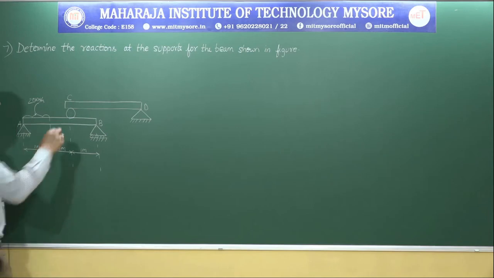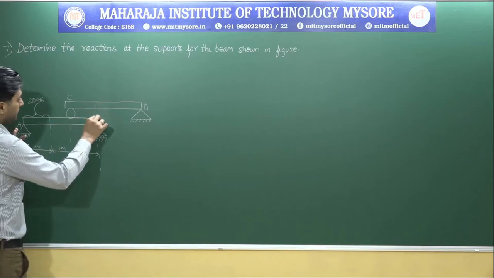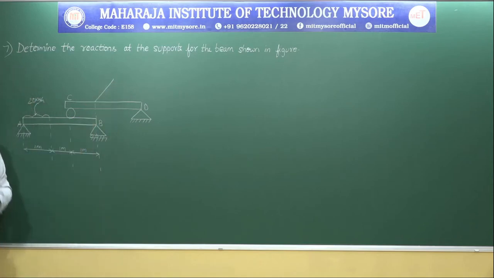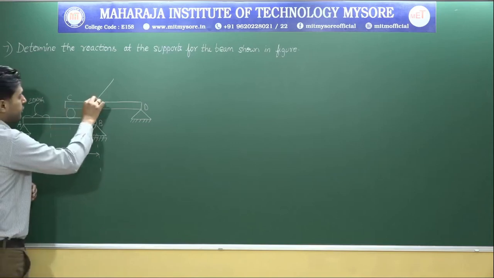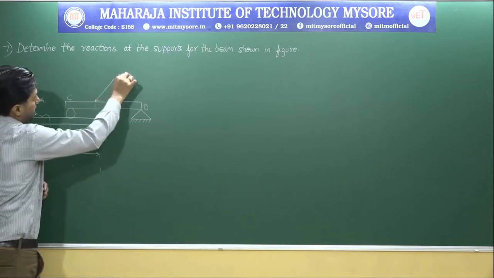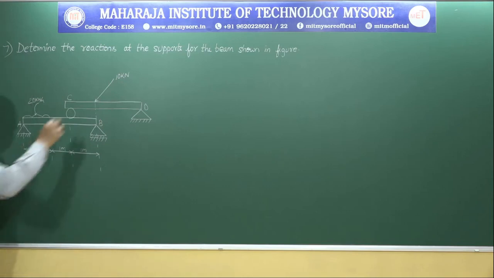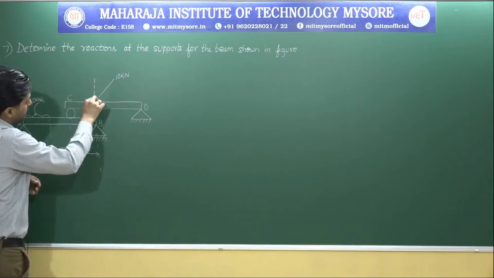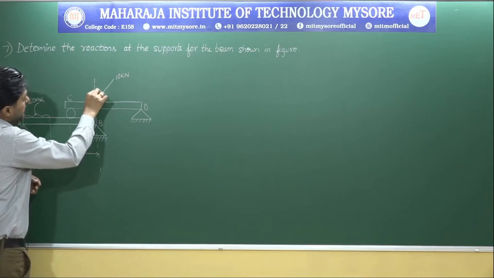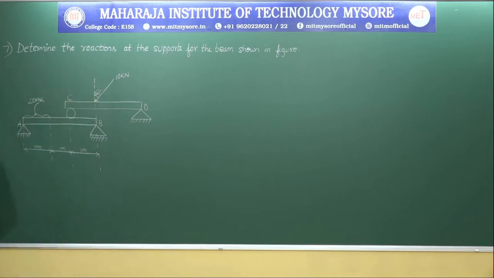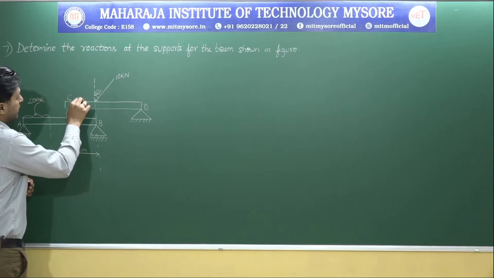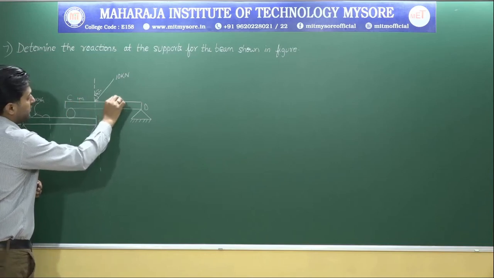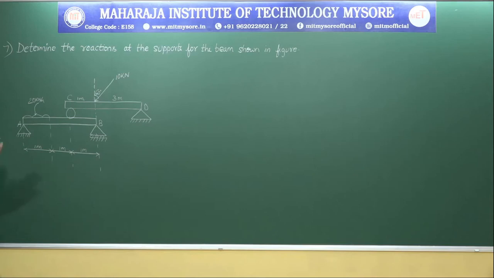Next, similarly, they have given one more. Here they have given an inclined force of 10 kilonewton, and the angle at which it is inclined they have given as 60 degree. This distance is 1 meter and this distance is 3 meter. Okay, so now the thing is, this is 1 meter and that is 3 meter.